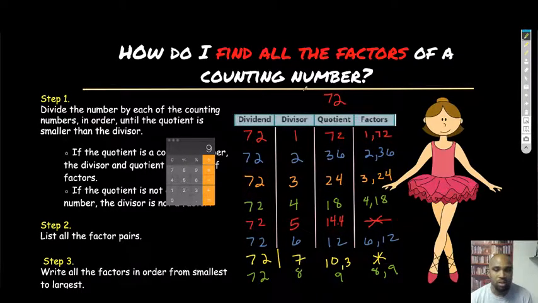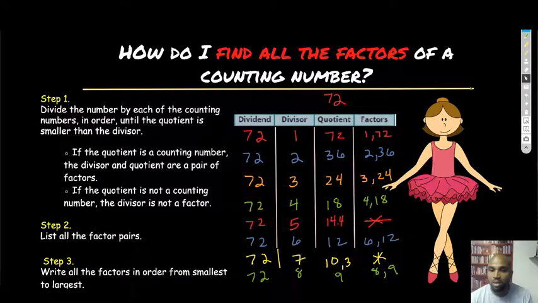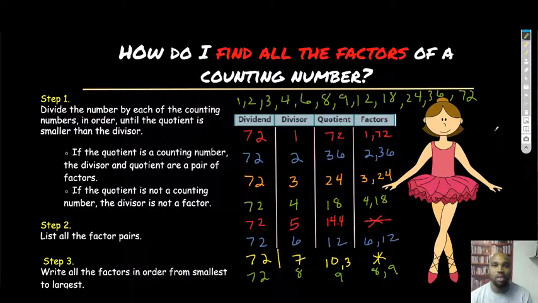Now we're being asked to list all the factors. So let's go ahead and list those. I'm going to erase my 72 up here, and I'm going to list them. It says write the factors in order. So I'm going to go 1, 2, and I'm taking the numbers straight from here, right? 1, 2, 3, 4, 6, 8, and now I'm going to work my way up. 9, 12, 18, 24, 36, and 72. That's a lot of factors.